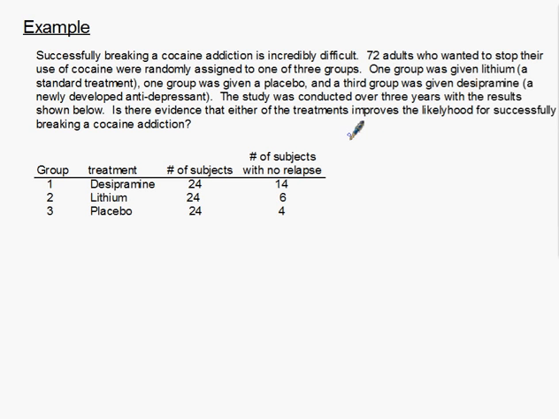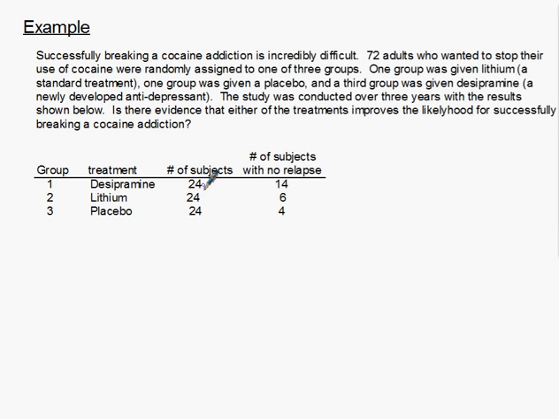Successfully breaking a cocaine addiction is incredibly difficult. 72 adults who wanted to stop their use of cocaine were randomly assigned to one of three groups. One group was given lithium, a standard treatment. One group was given a placebo. And the third group was given, let's see if I can pronounce this, desipramine, I'm going to go with, a newly developed antidepressant. The study was conducted over 3 years, with the results shown below. Is there evidence that either of the treatments improves the likelihood for successfully breaking a cocaine addiction?